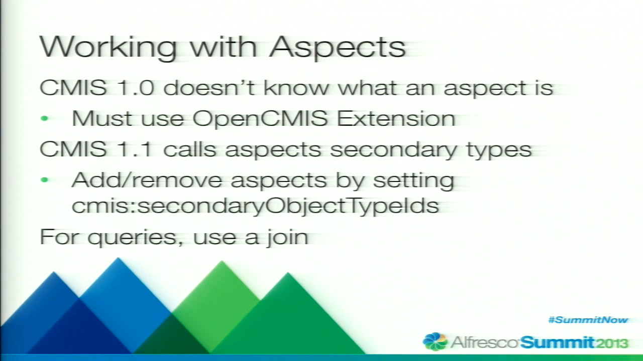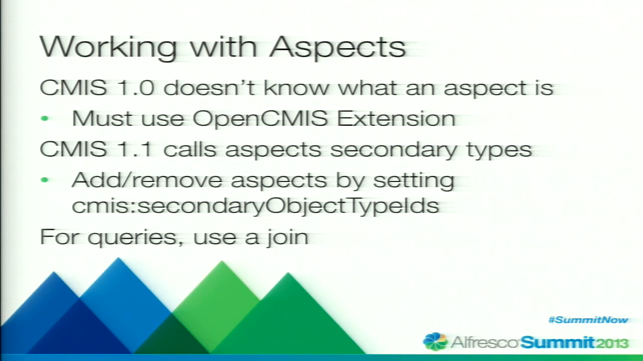So in order to fix that, there's something called the Alfresco Open CMIS extension. It's available at Google Code. You can go download it. It's fairly simple. I'll show you how it works in a second. It allows you to do things like add and remove aspects to objects, even though CMIS doesn't really know what you're doing. So it's an Alfresco-specific extension. Now, in 1.1, the spec has evolved to include something called secondary types. Secondary types, that's the same thing as an aspect. That's exactly what we call an aspect.